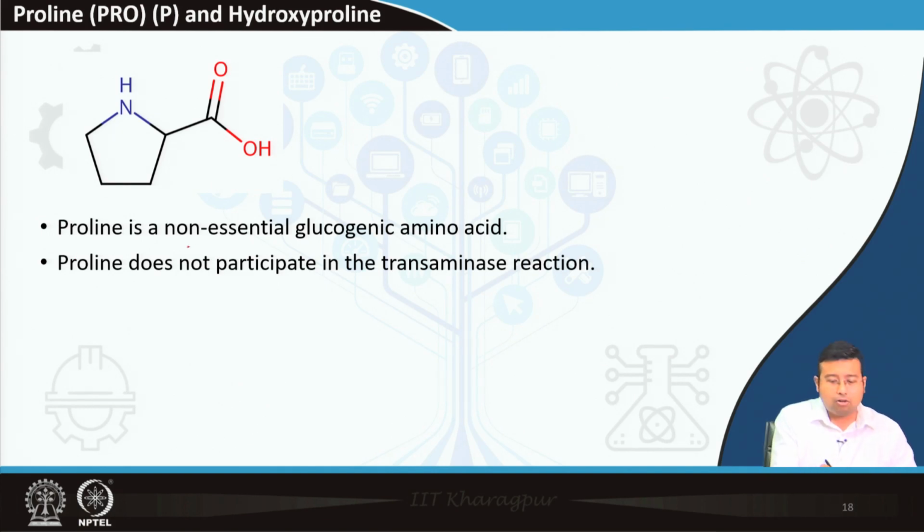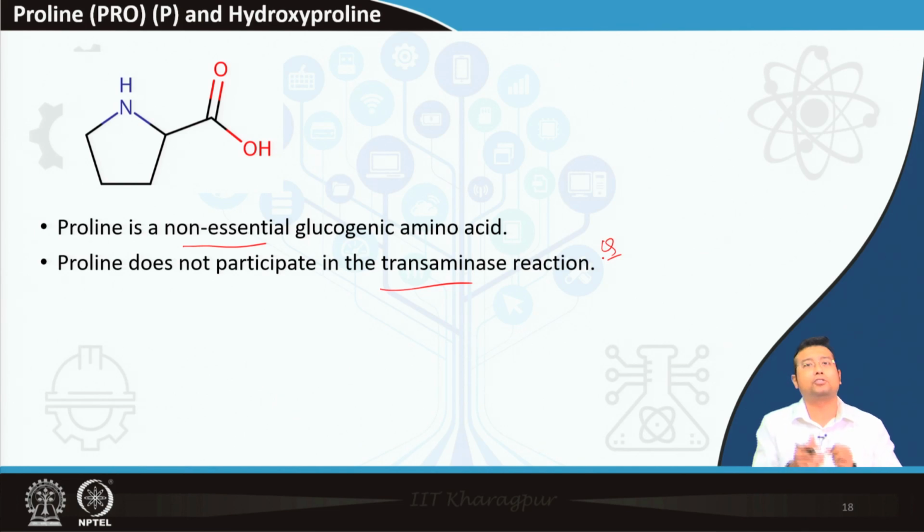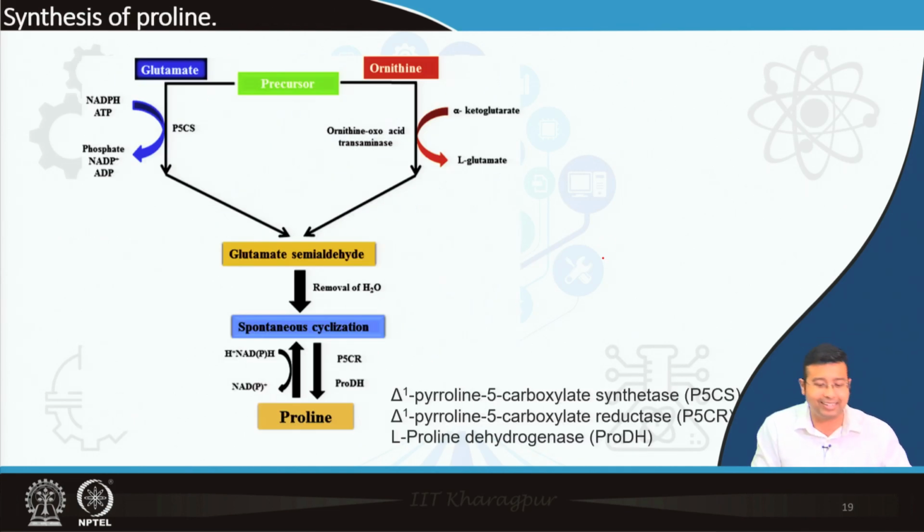Proline is a non-essential glucogenic amino acid, right. Whenever we are discussing non-essential amino acids, we at least need to know how they are synthesized. Proline does not participate in transamination reactions. What was the other amino acid that does not participate in transamination? This is your homework. I hope you have recalled your lessons well enough and you should be able to answer it. So, this is the synthesis of proline, okay.